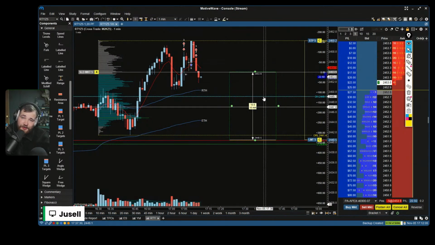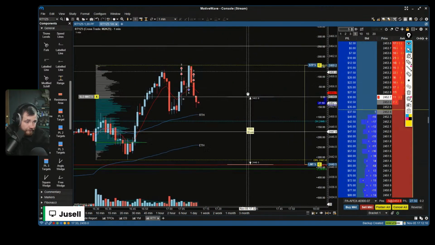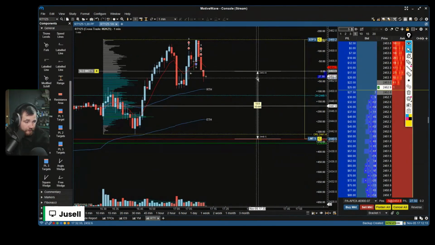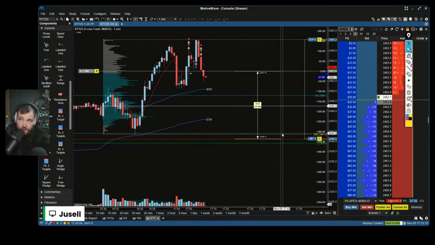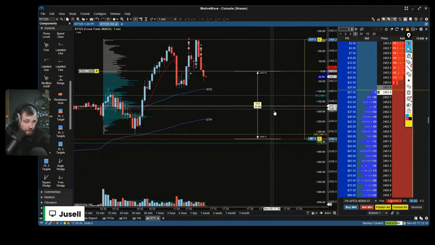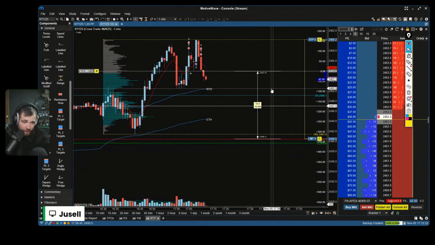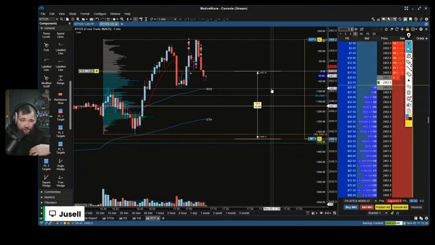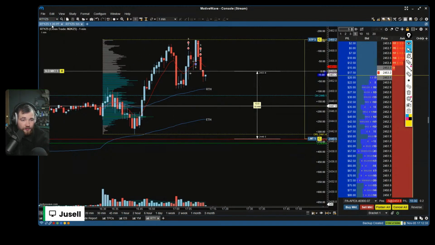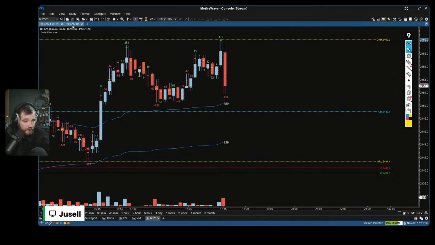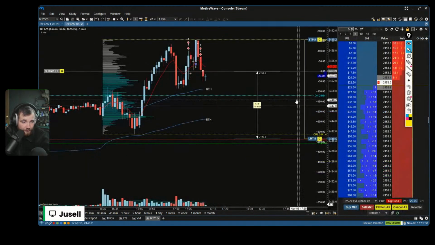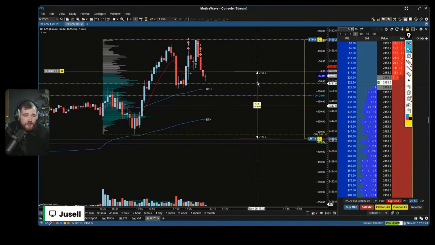We're also kind of aligning with the bigger trend, which is down. And we do have this poor low here, which adds to the entry. Makes it better. Look at the PNF chart. Huge negative delta. We're still holding at this level.